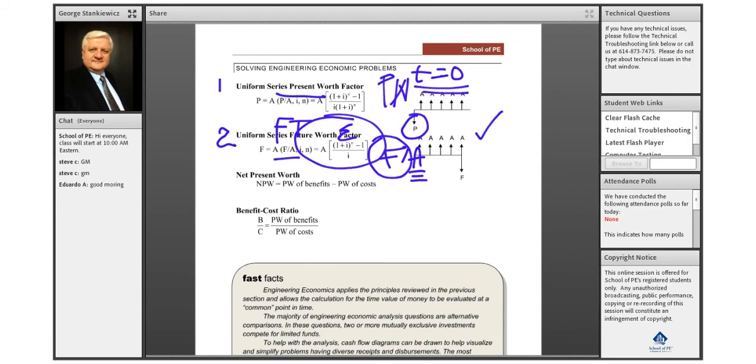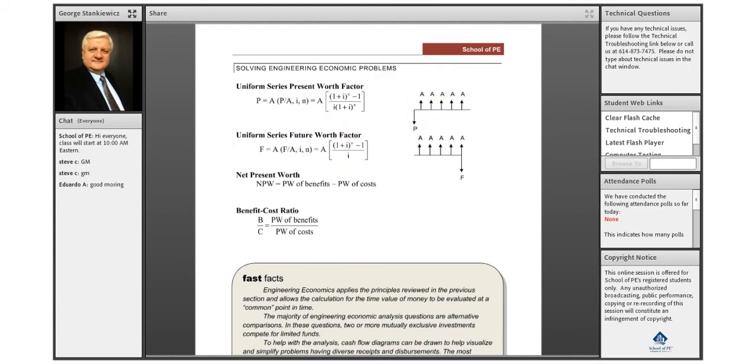The next type of problem that you're going to see is net present worth, our third in the series. Net present worth is just using our understanding of the benefits and costs for a project and finding, once again, what is the net present worth? What is happening at time equal to zero? What is happening on day zero?